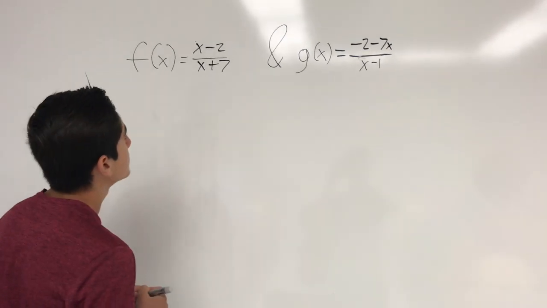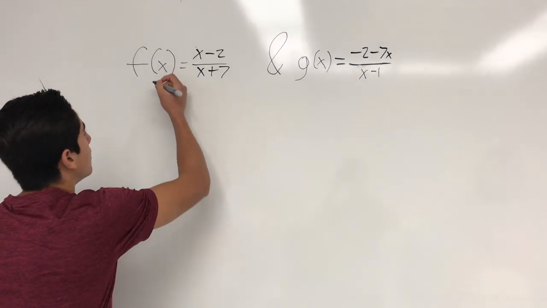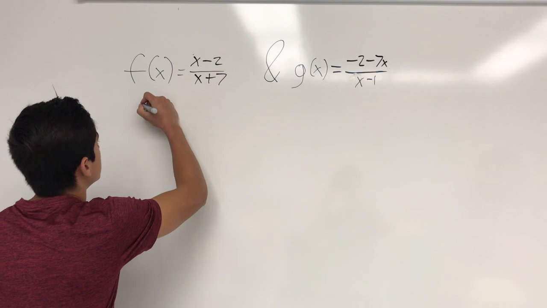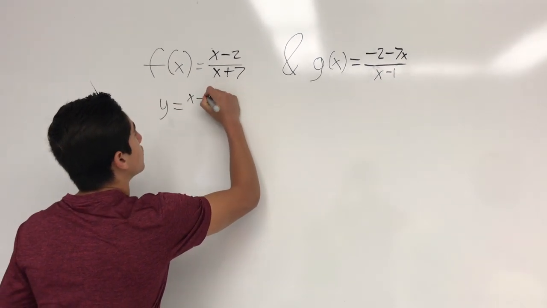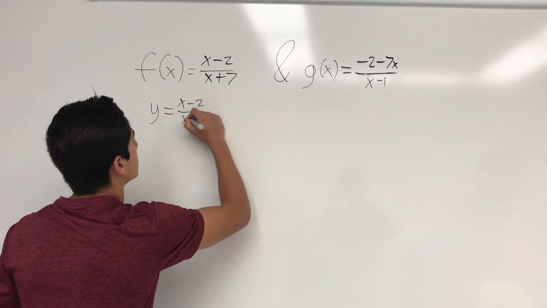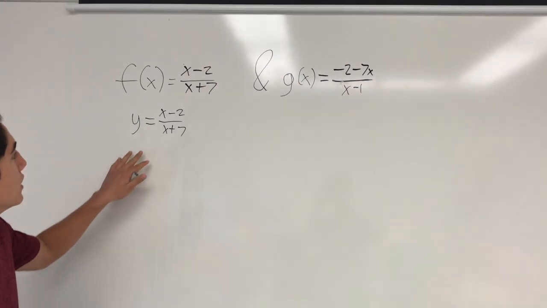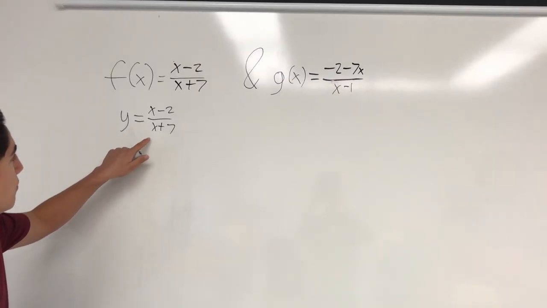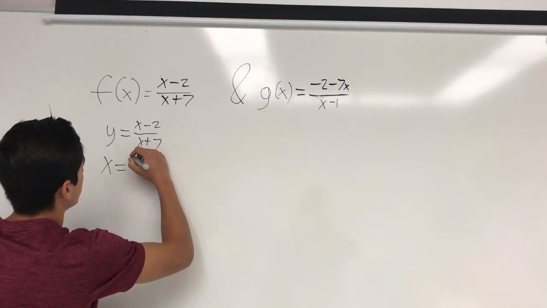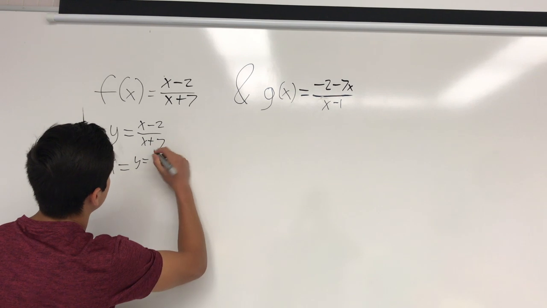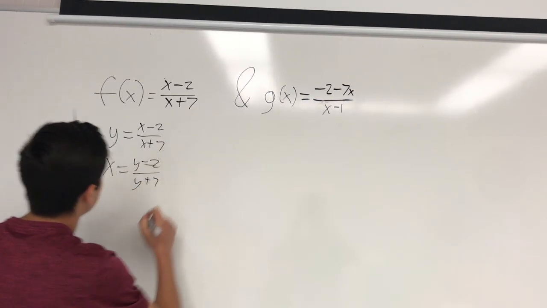So this will be the third example that we're going to solve, and we'll start by making f of x equal to y, and then we will rewrite the equation just like this. Then our second step will be to switch the places of x and y. So we will place x over here and we will replace y right over there, just like that.